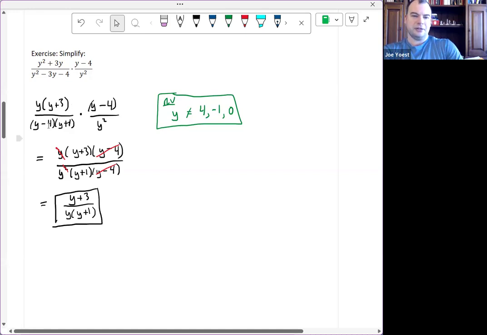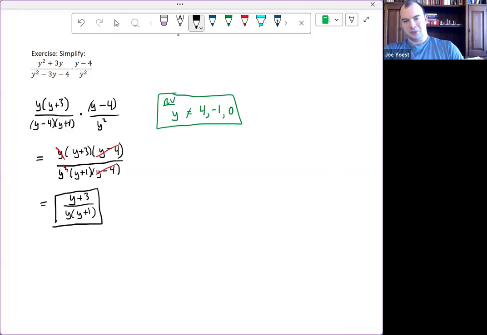Okay, so we factored everything into y times y plus 3 over y minus 4 times y plus 1, multiplied by y minus 4 over y squared. Again, I can look at my restricted values here. y cannot be 4, negative 1, or 0, or I would get a 0 in the denominator, and I don't want that. And one thing that I did here is I added grouping symbols around my y minus 4.